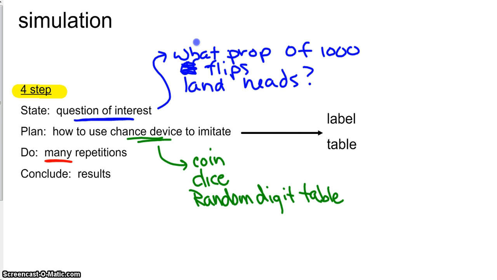Many repetitions. It's like we talked about back with experiments. You need replication. You have to have enough subjects. And then at the end, what were my results? So that's going to be our 4-step process, and we really get into that when we start getting into inference with confidence intervals and significance tests.